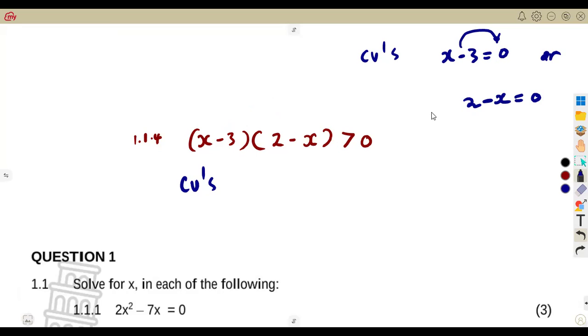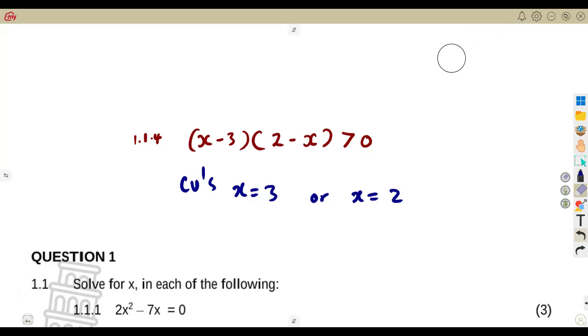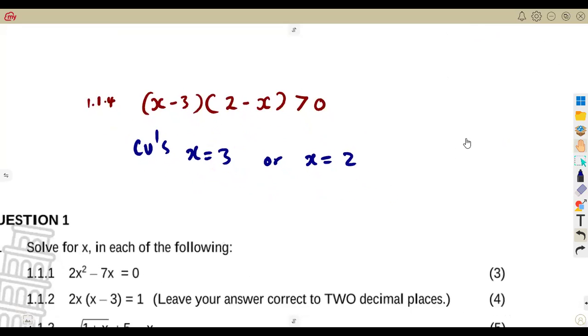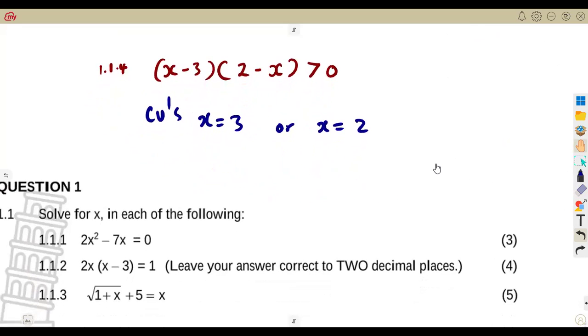Minus 3 to the other side will be a positive, so x is equal to 3. Or minus x to the other side will give us positive x, so x is equal to 2. Remember, these are critical values, not the solutions to the inequality. They are just critical values, the ones that will help us to determine the exact solution of the inequality, depending on the method that you're going to use.